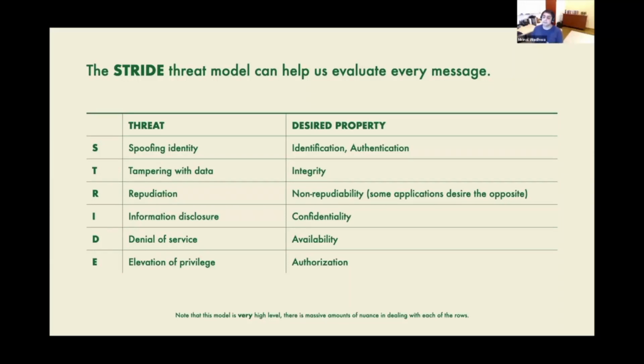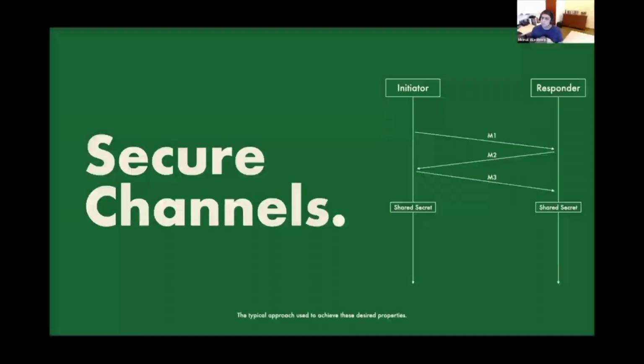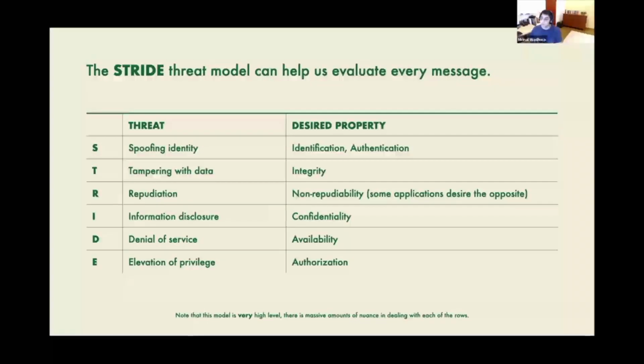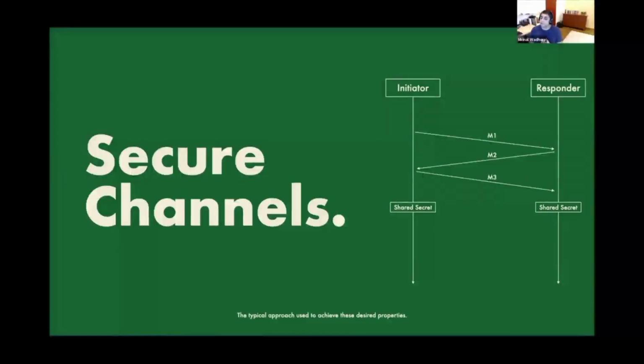But it is very high level. It doesn't get into the details of how you do all of these things. And it turns out these details can be incredibly nuanced. But the typical tool used in various cryptographic protocols or networking protocols to enable the desired properties we wanted in this model is called a secure channel.